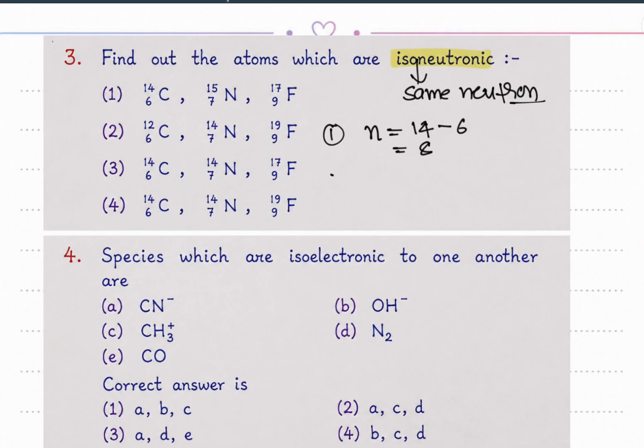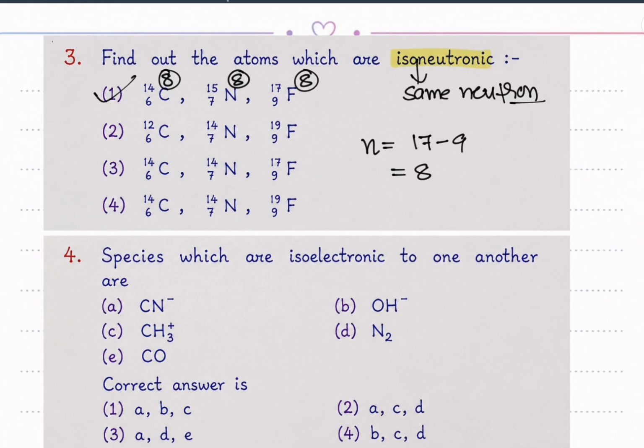So the first option, carbon, has 8 neutrons. Let us go with the nitrogen. For nitrogen, the number of neutrons is 15 minus 7, that is 8. So this also has 8 neutrons. Next, fluorine 17 is given. The number of neutrons equals 17 minus 9, which means 8 neutrons are present. So in the first option, all of the atoms have the same number of neutrons. So option 1 is the correct option.